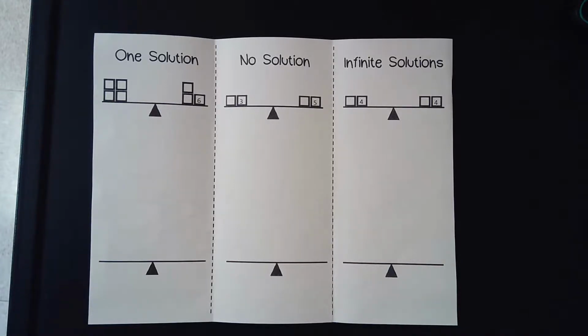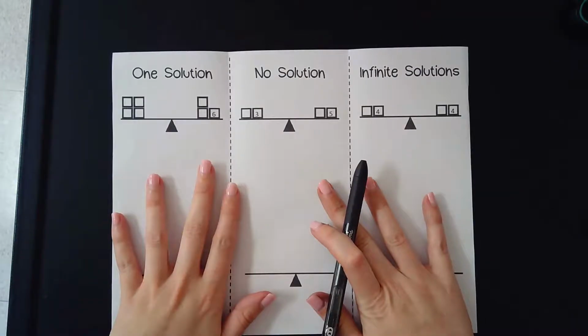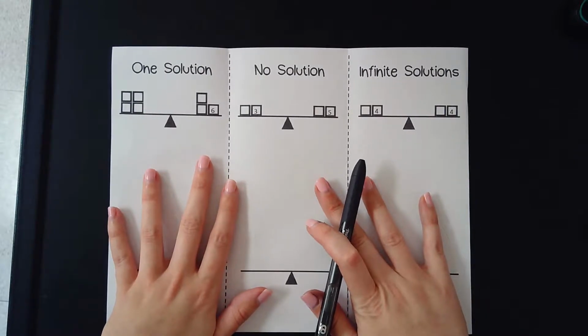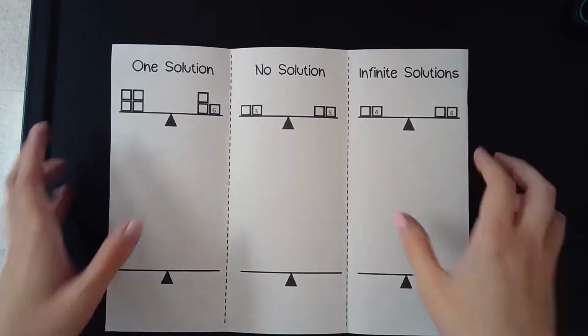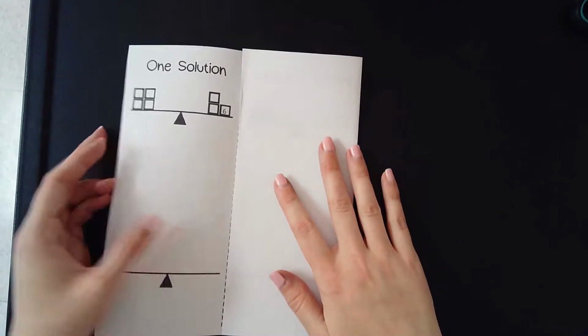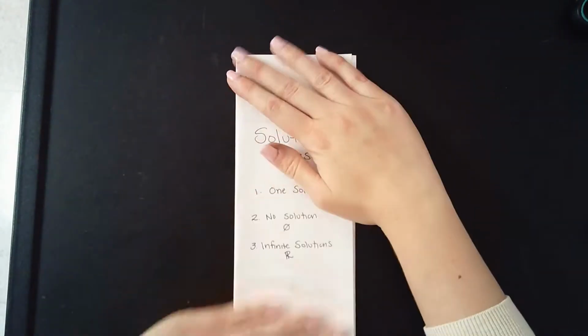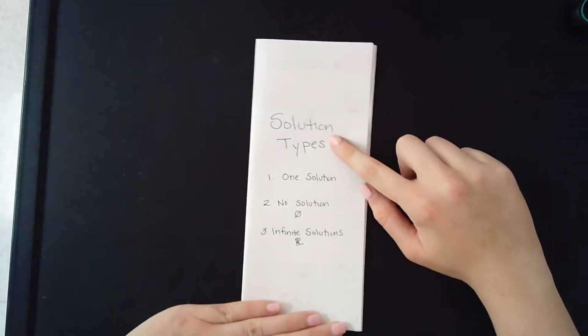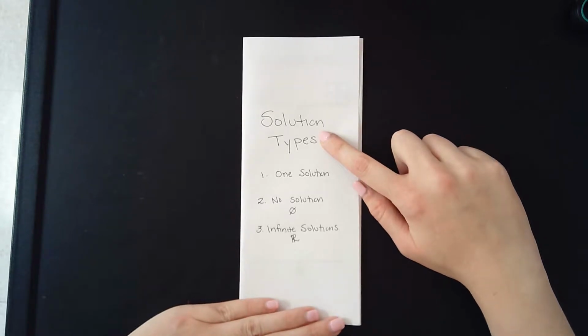Notes for today are going to formalize the notes that we jotted down really quickly last time when you came back from lunch. So we are looking at the different solution types for equations. This page you're going to fold in thirds like a brochure, and on the front you need a title. So our title is Solution Types.